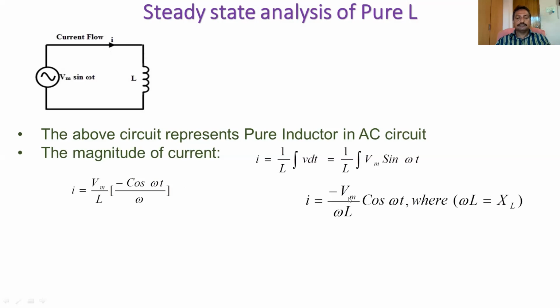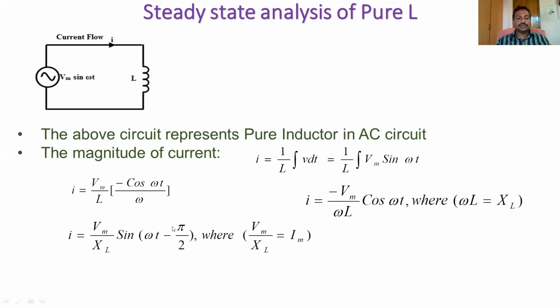Therefore, I is equal to minus Vm divided by omega L into cos omega t, where omega L is equal to XL. XL is nothing but inductive reactance. Therefore, I is equal to Vm divided by XL. We want to replace minus cos omega t. Actually, cos theta is replaced by sin of 90 minus theta. So minus sin of minus theta is equal to minus sin theta. Therefore, here we get sin of omega t minus pi by 2.